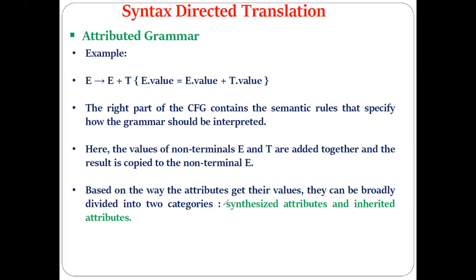Now this categorization of attributes is done on the basis of how the values of the attributes will be computed, how they will be determined. These dot val items are all attributes, and we have to find out the values of these attributes. How are you going to find these values? Based on that, there are two types of attributes: one is the synthesized attribute and the other is the inherited attribute. Now let's see what exactly these are.